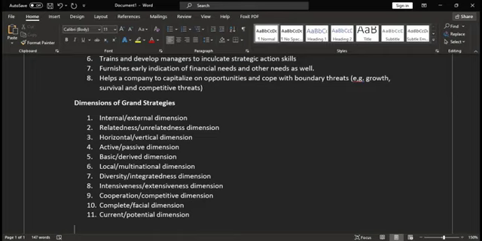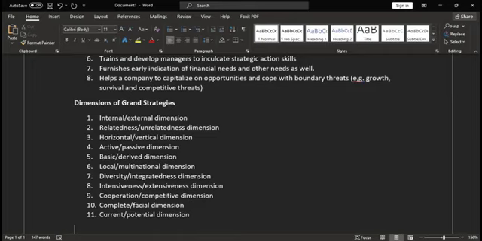Cooperative and competitive dimension. Cooperative dimension is the extent to which a newly adopted strategy is in alliance or is joined with other entities' strategies. Competitive dimension, on the other hand, is the extent to which a newly adopted strategy rivals other entities' strategies. We have the complete and the partial dimension.